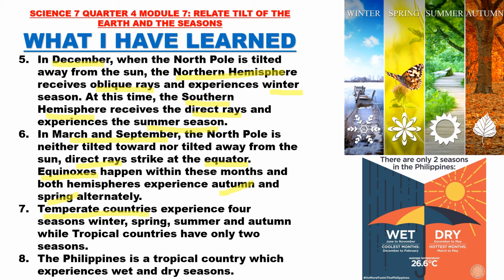Temperate countries experience 4 seasons: winter, spring, summer, and autumn, while tropical countries have only 2 seasons. The Philippines is a tropical country which experiences wet and dry seasons.